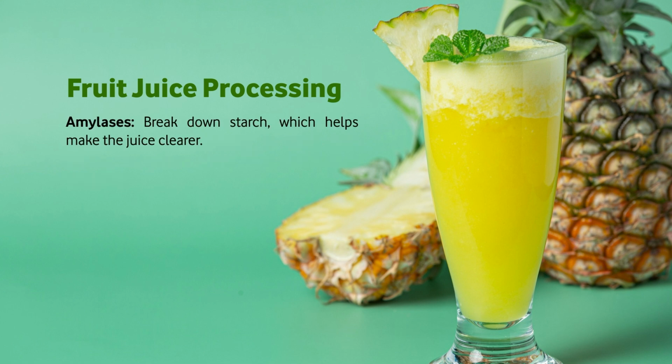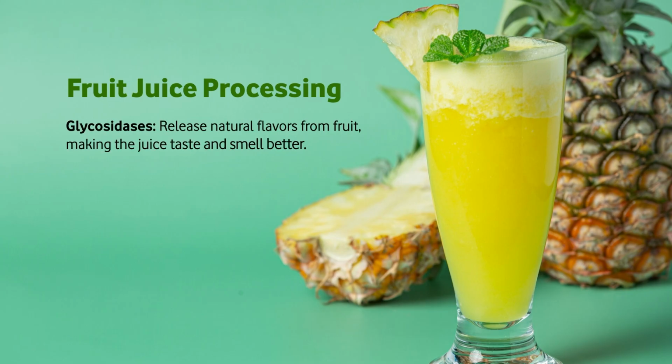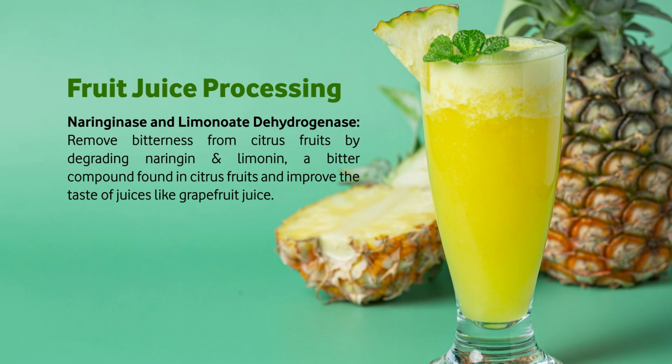Then amylases are there that break down starch, which helps to make juice clearer. Then oxidases are there that release natural flavors from the fruits, making juice tastier and better smelling. Then naringinase and limonate dehydrogenase are there, which remove the bitterness from citrus fruit by degrading naringin and limonin, bitter compounds found in the citrus fruits, improving taste of juices like grapefruit juice.